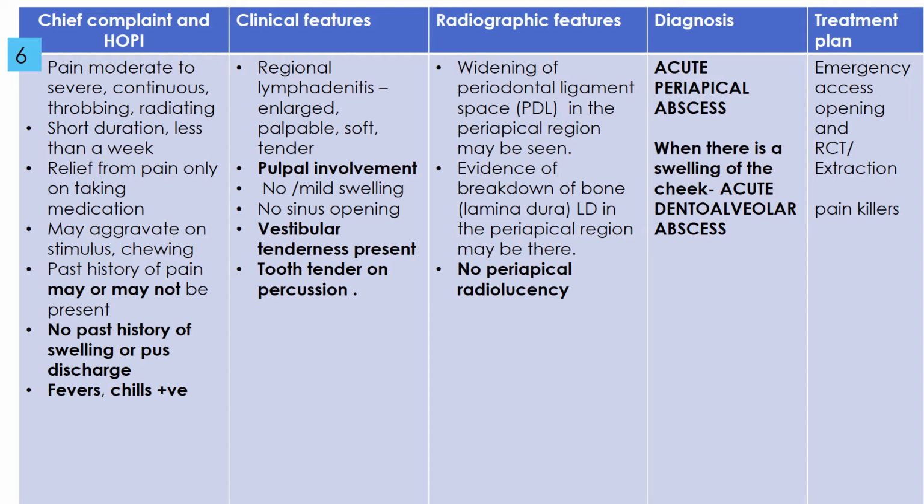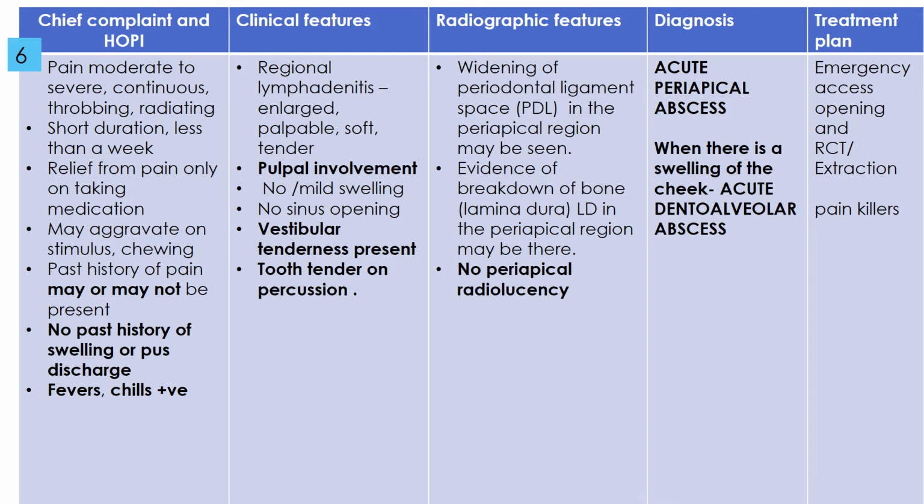The pulp involvement is visibly seen. Clinically, there may not be any swelling, or only mild swelling in the periapical or the attached gingiva region. There is no sinus opening present, and the vestibule adjacent to the tooth of interest may be tender, and definitely the tooth would be tender to percussion. On radiograph, you may or may not see widening of the periodontal ligament space.